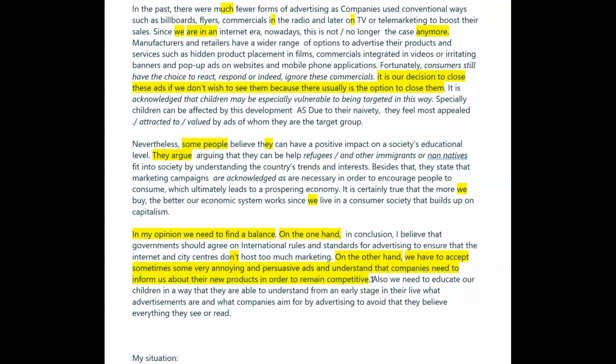In addition, so we're just going on your recommendations almost here. In addition, education, so children should be educated so that they understand in their lives what advertisements are and what companies are aimed for. Excellent, to avoid that they believe, to avoid believing everything they see or read.